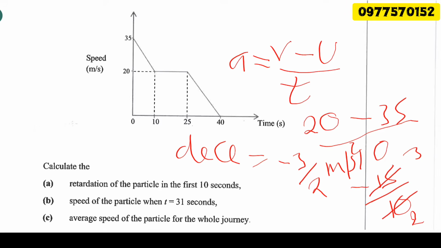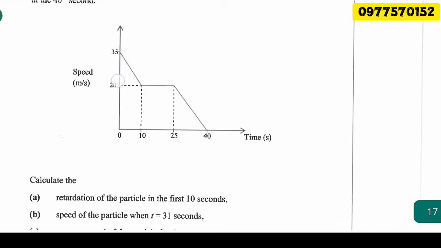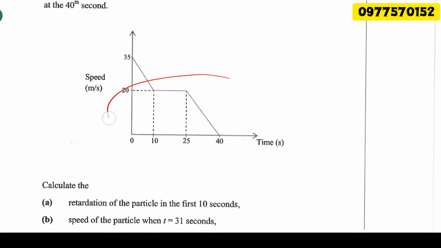Okay. We have question B. Question B is saying, calculate the speed of the particle when time is 31 seconds. When time is 31 what? 31 seconds. So here on our diagram here, we don't have 31 what? 31 seconds. So we can assume that our 31 seconds is just what? Just where? Just here. Okay, let's just write our 31 there. Okay. Now, to calculate the speed of a particle, let me just draw this so that maybe you understand.